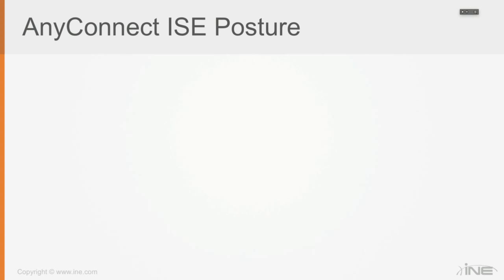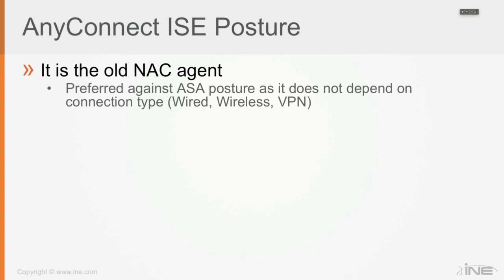The AnyConnect ISE posture module, which is the old NAC agent, is preferred over the ASA posture, as it is going to do pretty much the same thing, posturing or assessing the health of the end system. But the main advantage is that it doesn't depend upon the connection type. So the AnyConnect posture module allows you to do those inspections on the client and do remediation on the client regardless of the connection type of that user. If the user is connected via wired, via wireless, or via VPN.